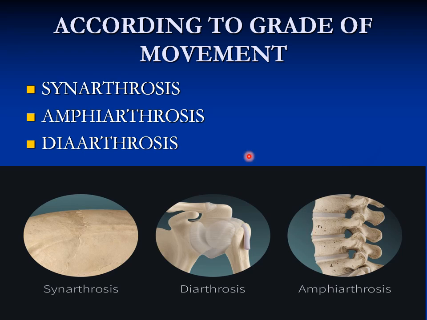So according to the grade of the movement, these joints are classified as synarthrosis, which is a completely solid joint having fibrous tissue in it, as you have seen in the fibrous joints, as in here the sutures in the skull. So here no movement is possible at all. These are immovable joints, which are synarthrosis.